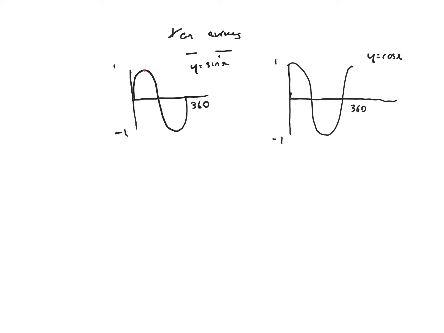And here were my key points again: 90, 180, 270 for the cosine curve, at 0, 90, 180, 270 and 360. Okay, today we're going to look at something called the graph of y equals tan x, which has a completely different shape, and it looks like this. So let's sketch that one out.